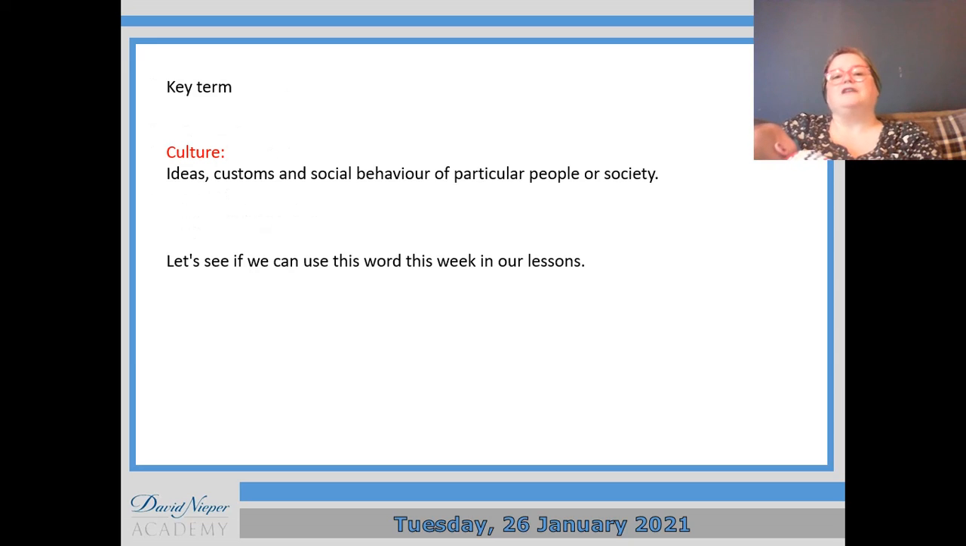So, a key term that I need you to understand for these lessons is the word culture, which you can see on the board. And that is the ideas, customs and social behaviour of particular people or society. So for example, if you go to Spain or to Italy, it's part of their culture that they all have an afternoon nap because it's so hot there, and their day therefore is split very differently from ours.